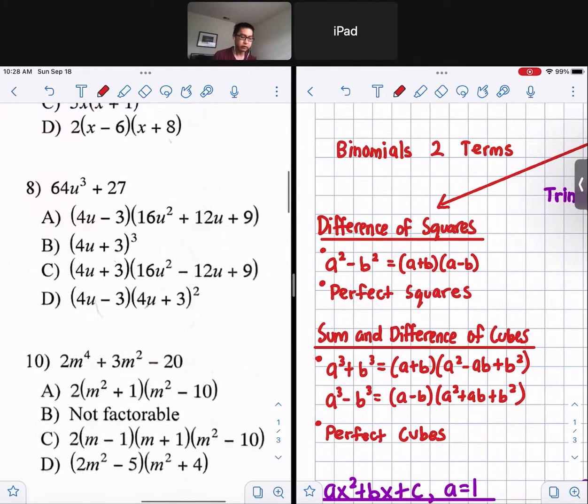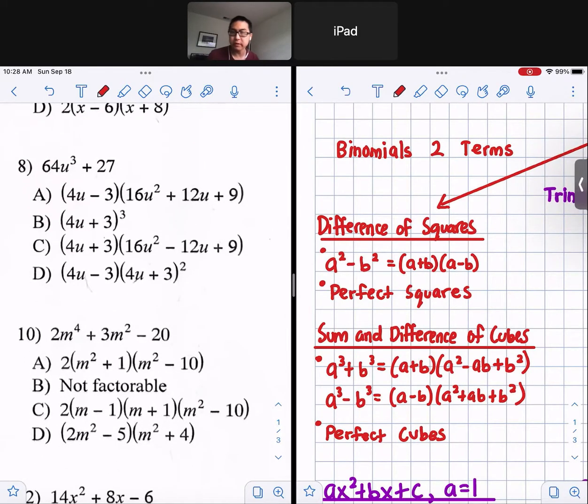Number 8. Okay, so we cannot factor something out from 64 and 27. So we got 2 terms. So we either got perfect squares, perfect cubes, or none. Well, this is definitely the perfect cube scenario, because I know that something times itself 3 times is 64u to the third, and something times itself 3 times over is 27. So, since we know we're going to be doing sum and difference of cubes, we should write down our formula, right? A cubed plus B cubed equals A plus B, A squared minus AB plus B squared.